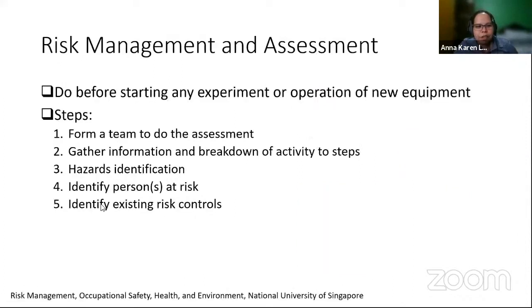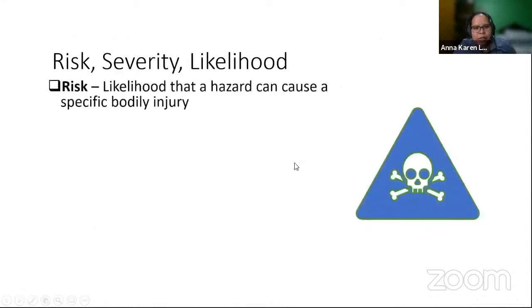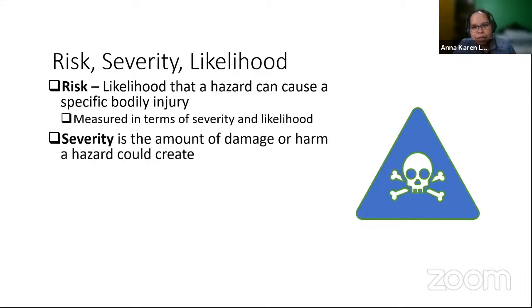Okay, so after you have identified the persons at risk and identified the risk controls, you need to assess the risk using the risk matrix. Again, your risk is the likelihood that a hazard can cause a specific bodily injury. This can be determined by looking at the severity and likelihood. Severity is the amount of damage or harm that a hazard could create.